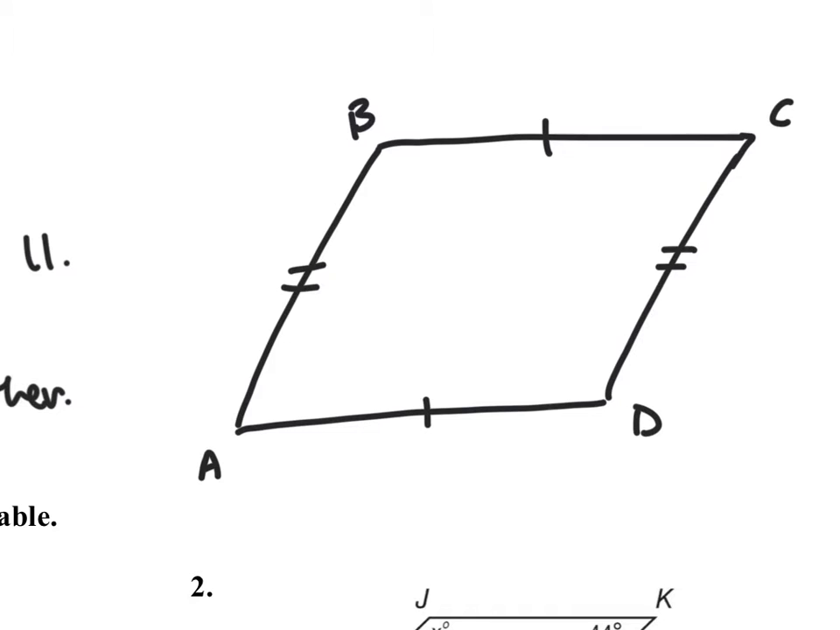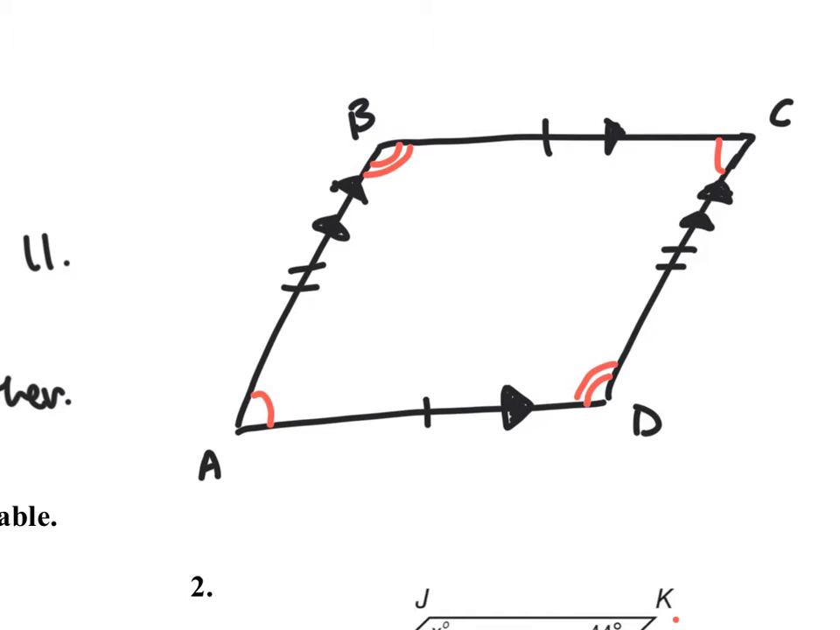And then we know that BC is parallel to AD, and AB is parallel to CD. So if we know something is a parallelogram, we automatically know all this information is true. The other thing I will say is that we know that angle A is congruent to angle C, and angle B is congruent to angle D.